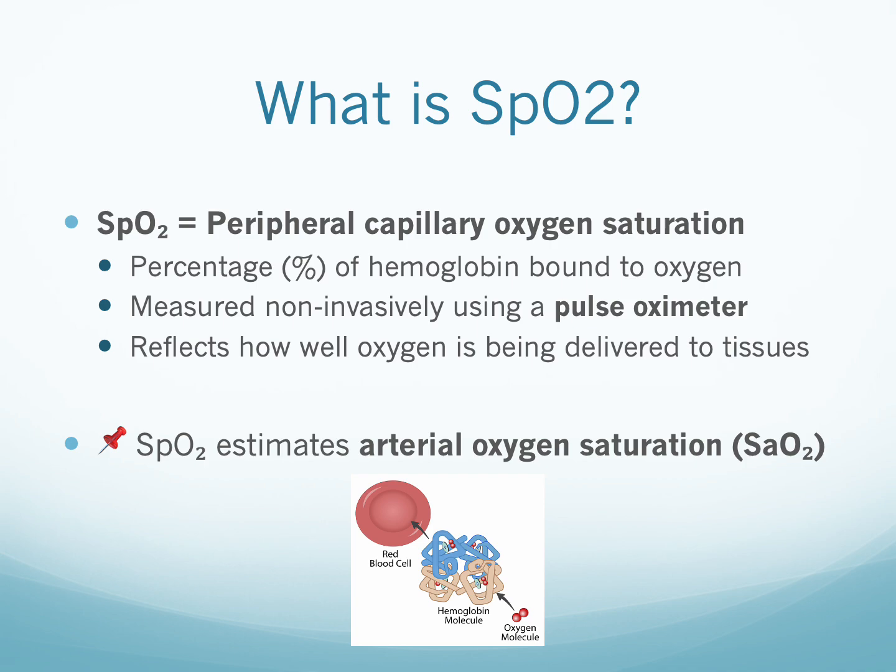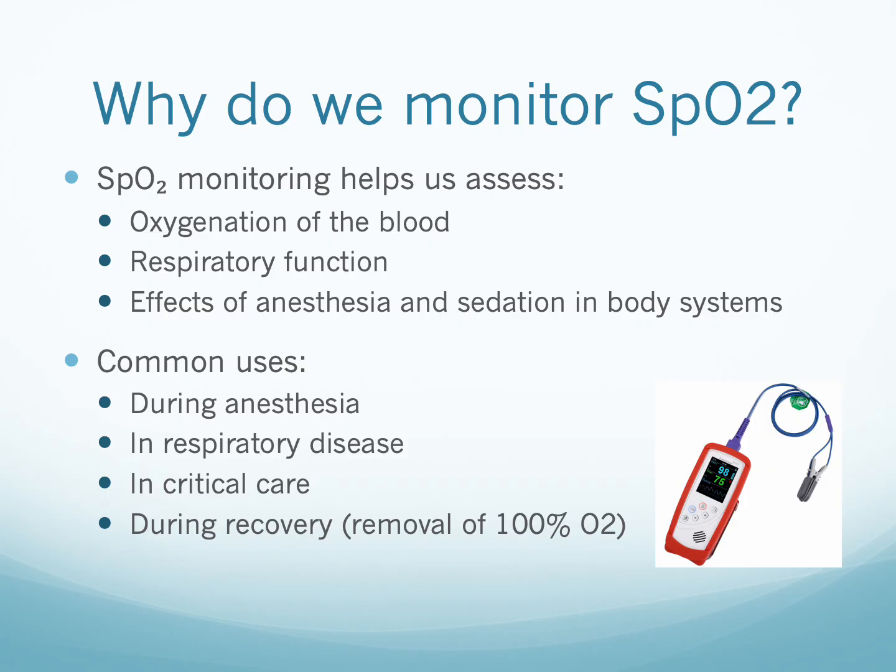So the SpO2 will estimate arterial oxygen saturation through our oxyhemoglobin dissociation curve, which we'll look at in just a moment. So why do we monitor our SpO2 or pulse oximetry? The SpO2 helps us assess oxygenation of the blood. How well is the blood carrying oxygen? And that is a direct reflection of our respiratory function. Are we able to take in oxygen appropriately?